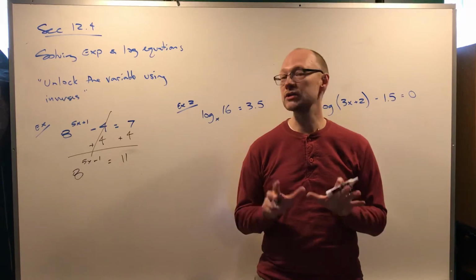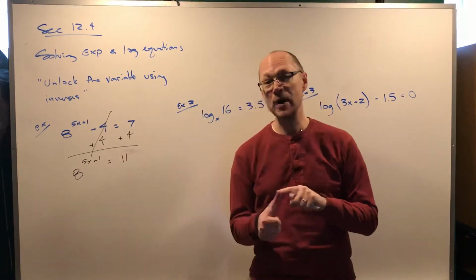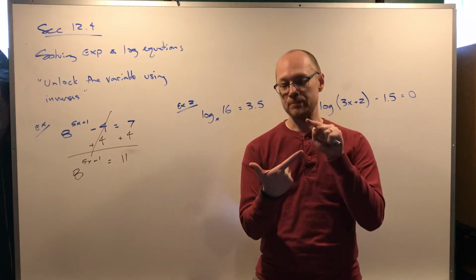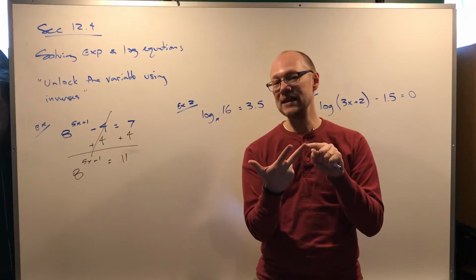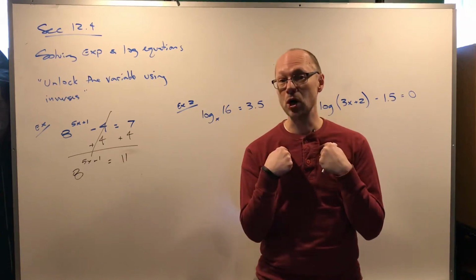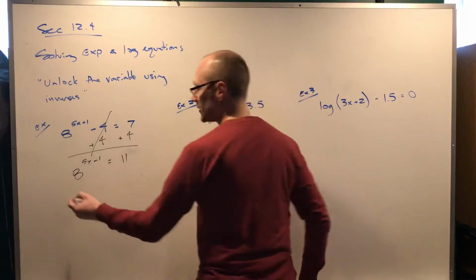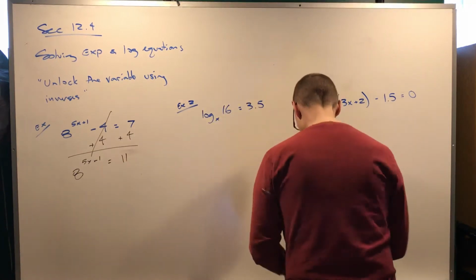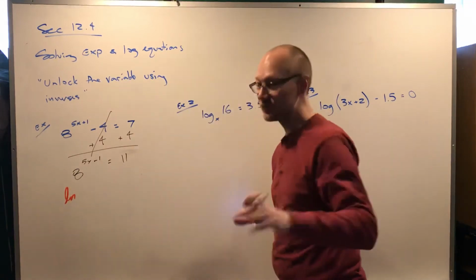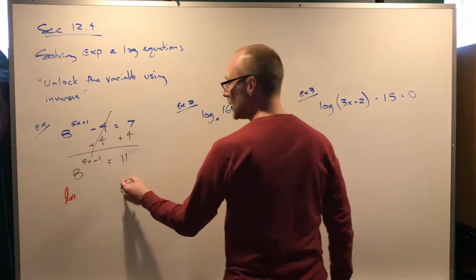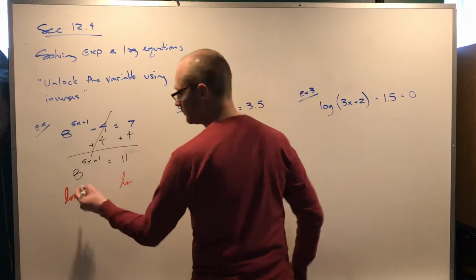Now, here's something that's kind of cool. It doesn't matter which base I use. I could use base 8 if I wanted. I could use base 10 for common, or I could use base e for natural. I'm going to use the natural log because it's easier for me to write. Let me show you what I mean. It's easier for me to write down ln because it just flows off the hand better. So I'm going to natural log both sides.